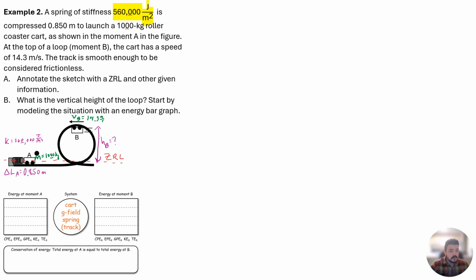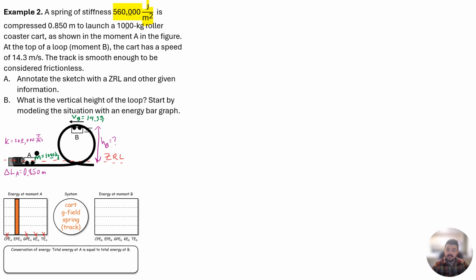And now, energy at moment A. Let's go ahead and think about what energy is relevant at moment A. We have a compressed spring with a lot of elastic potential energy, but that's it. There is no chemical energy. There is no height above the 0 reference level because we put the 0 reference level at where the cart is at moment A. The cart's not moving at moment A, so there's no kinetic energy. And thermal energy, we always set to 0 at our first moment by convention.